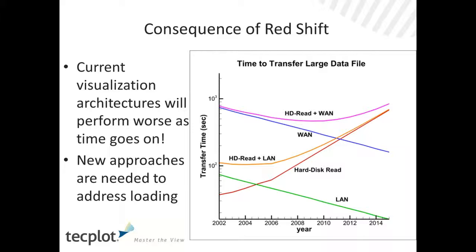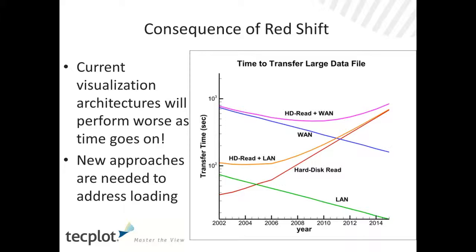So the consequence of this is that you can look at the time it takes to read data from the hard disk, transfer it across the network, and then render it. And in this analysis, we're actually ignoring the rendering side, because what we haven't talked about is how the graphics processors have improved, and they're improving very fast.